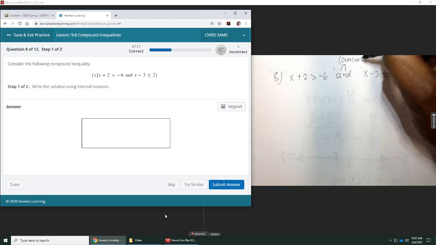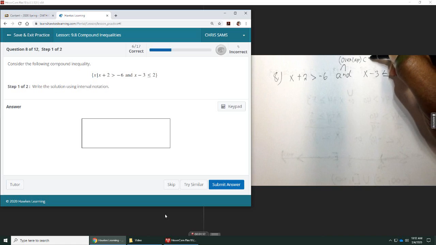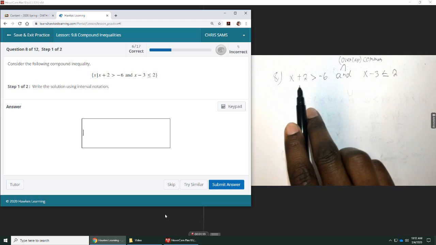as our answer. So we're not going to be looking at two separate pieces. We're going to be taking those pieces and finding where they overlap, what they have in common. Might be another word you want to write down. Okay, so what they have in common. Okay, so I'm going to solve this one.